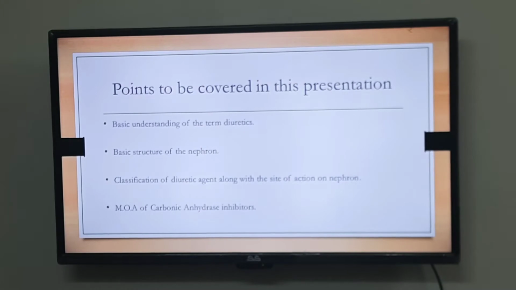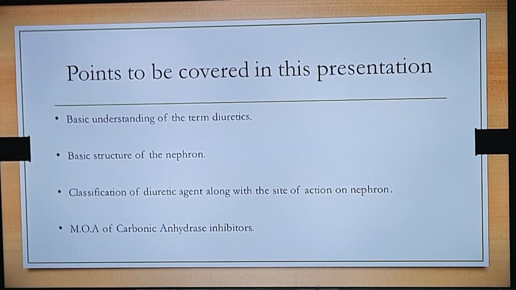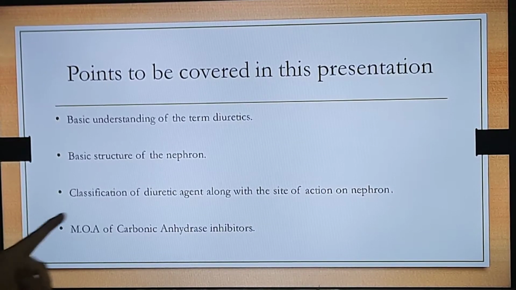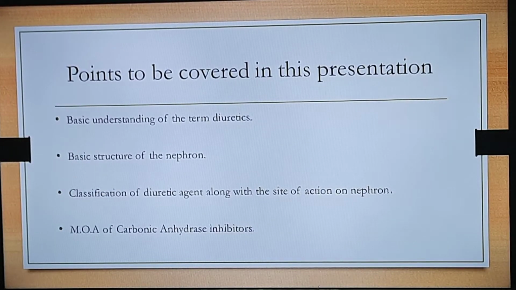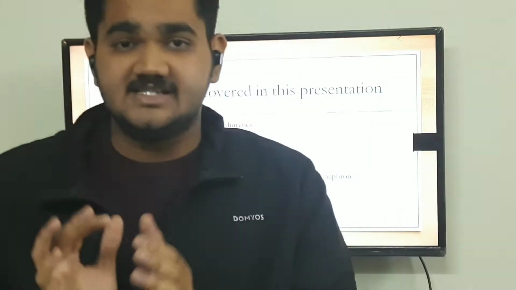The third important thing that we are going to discuss is the classification of diuretic agents along with the site of action on the nephron. Mainly, when we talk about the classification of diuretic agents, we can classify them into 5 main categories. When we classify these categories, I will tell you which site of the nephron each class of drug is working on. That is why understanding the basic structure of a nephron is very important.